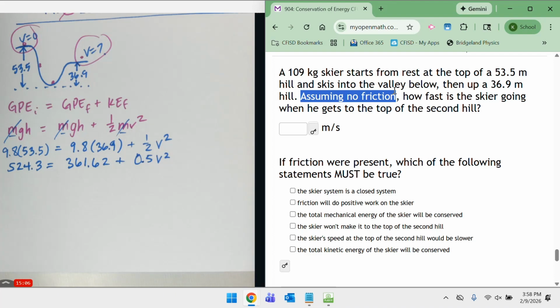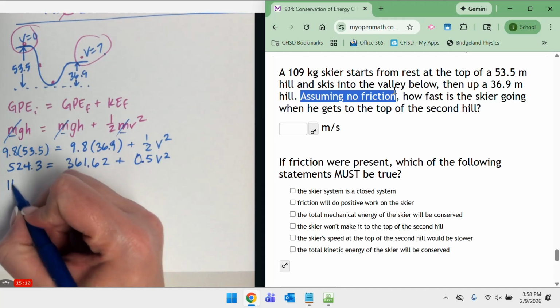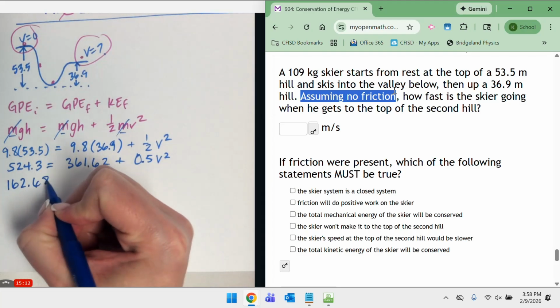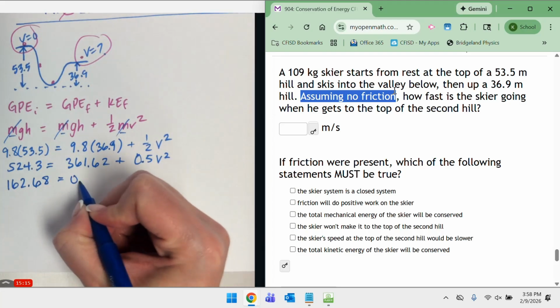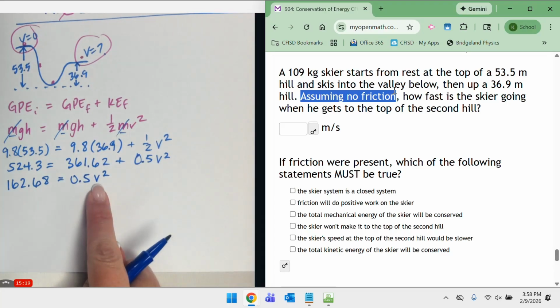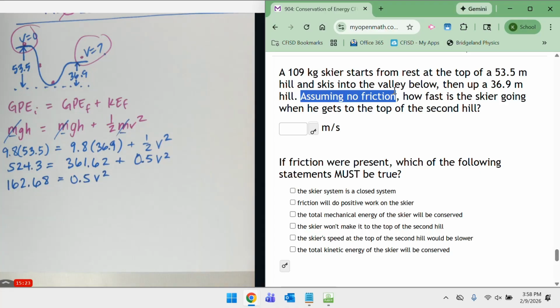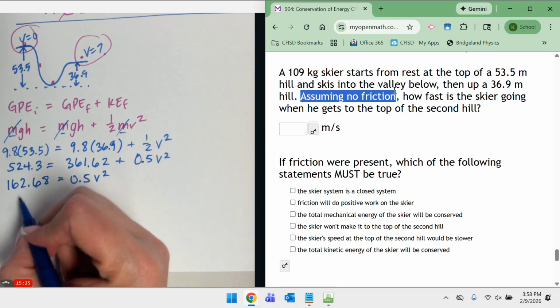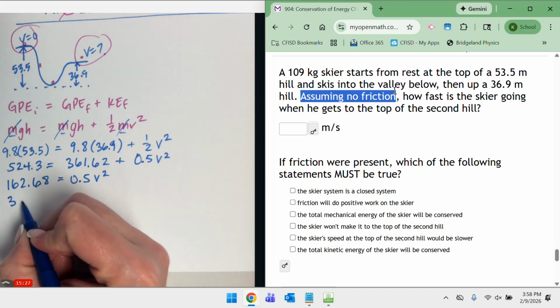And that will give you, on the left-hand side, 162.68, which will be equal to 1/2 V squared. Again, you're trying to get this by itself, so you need to divide both sides by 1/2. Dividing by 1/2 is the same thing, by the way, as multiplying by 2, if you'd rather write it that way.